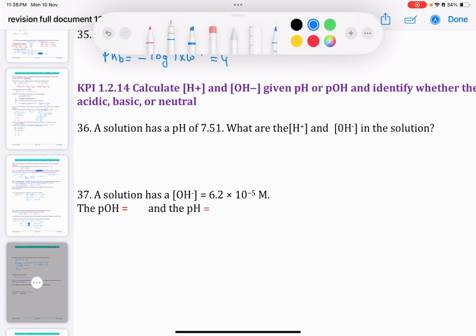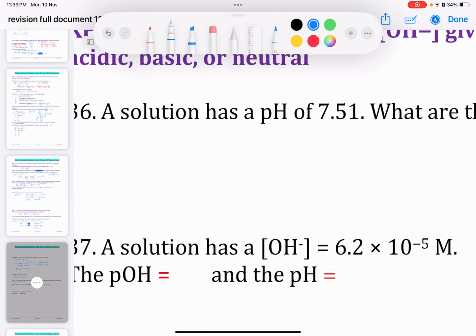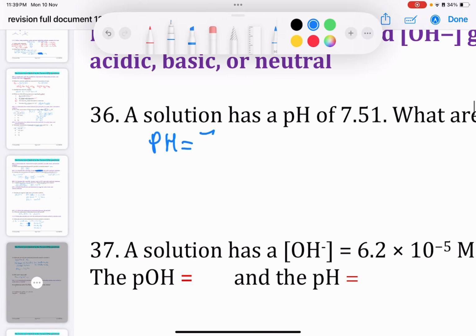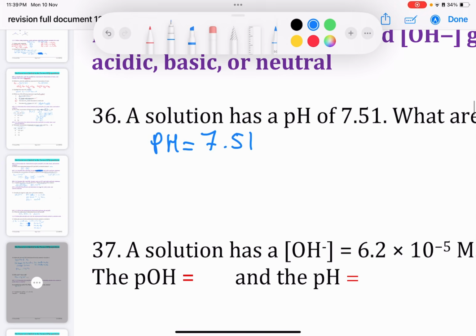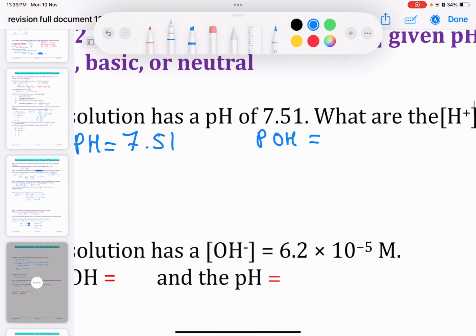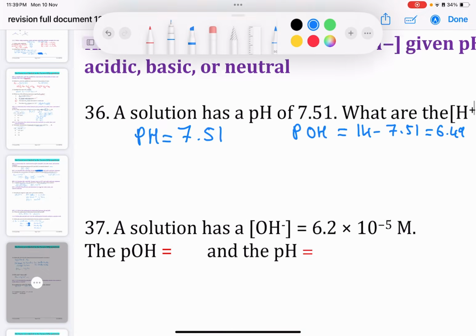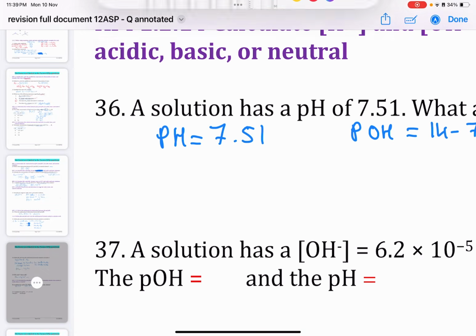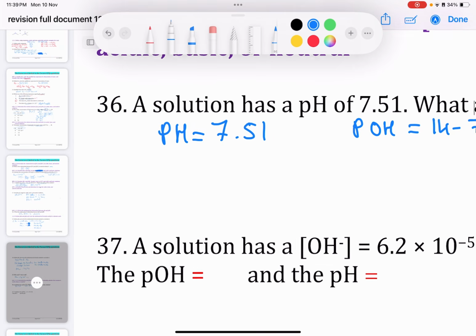A solution has a pH of 7.51. What is H plus and what is OH minus? So I'm gonna explain it in a simple way. Having pH, I can find pOH because pH plus pOH equal 14. So pOH would be 14 minus 7.51, and that is 6.49. Now, look what I'm gonna do to find H plus from pH and to find OH minus from pOH.